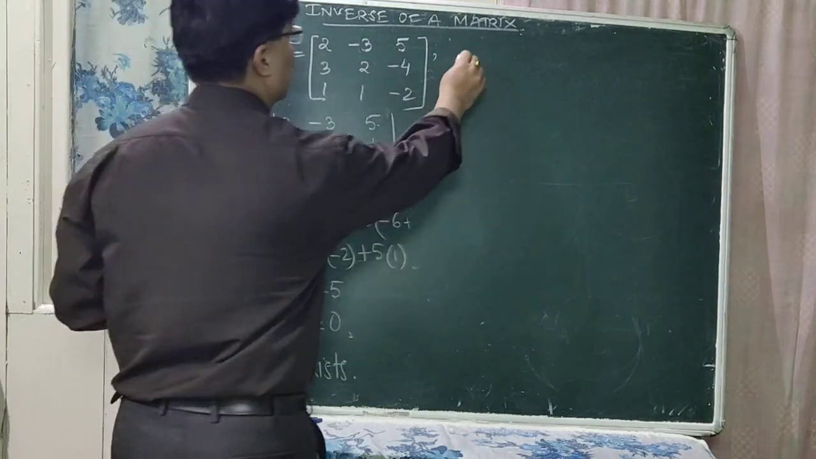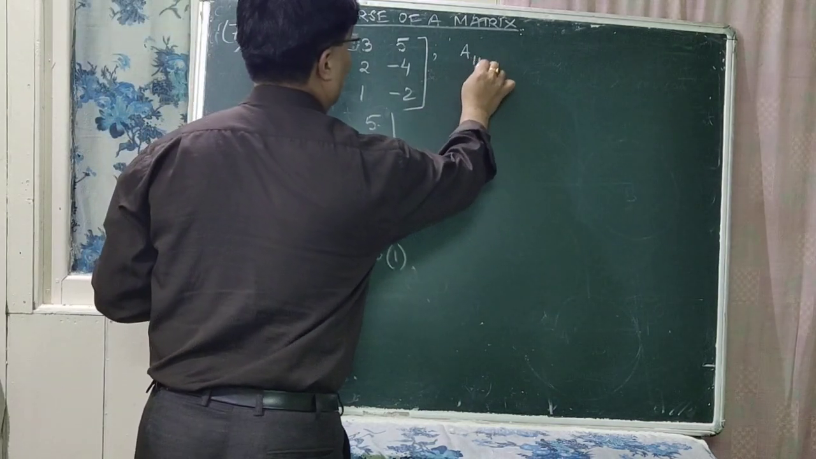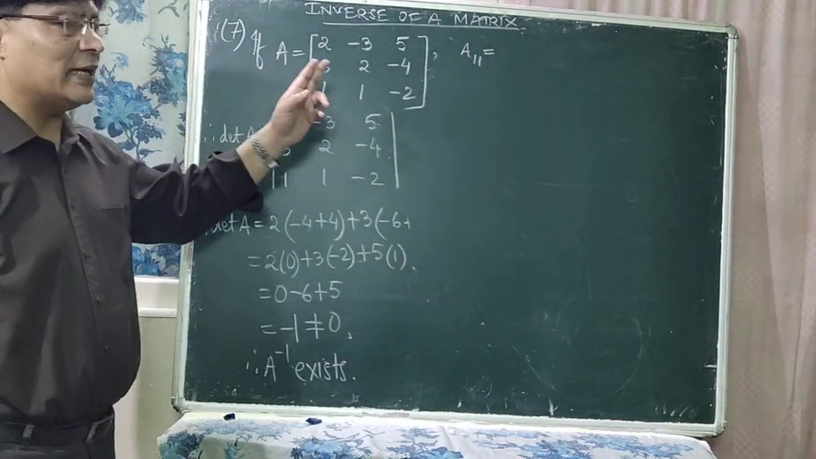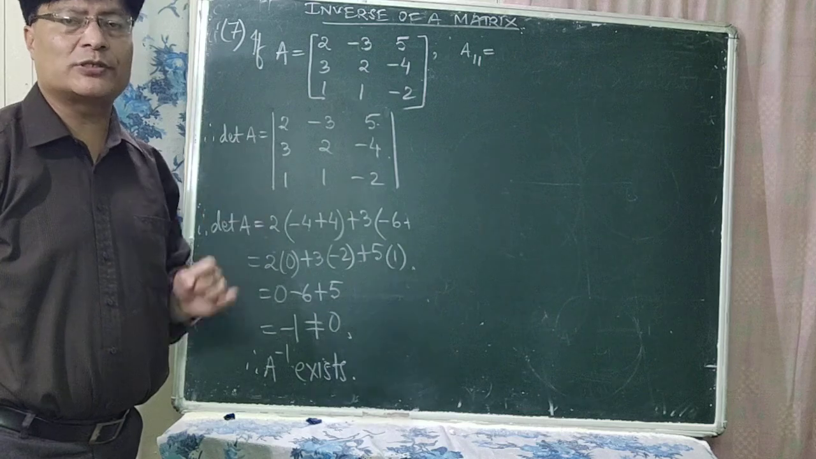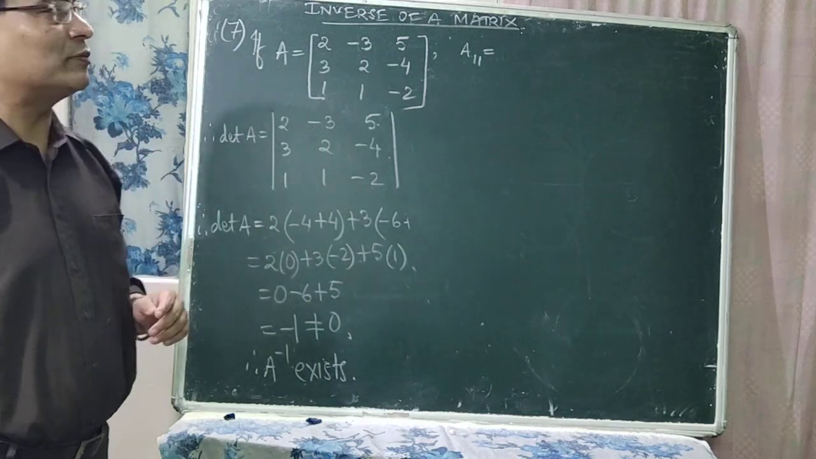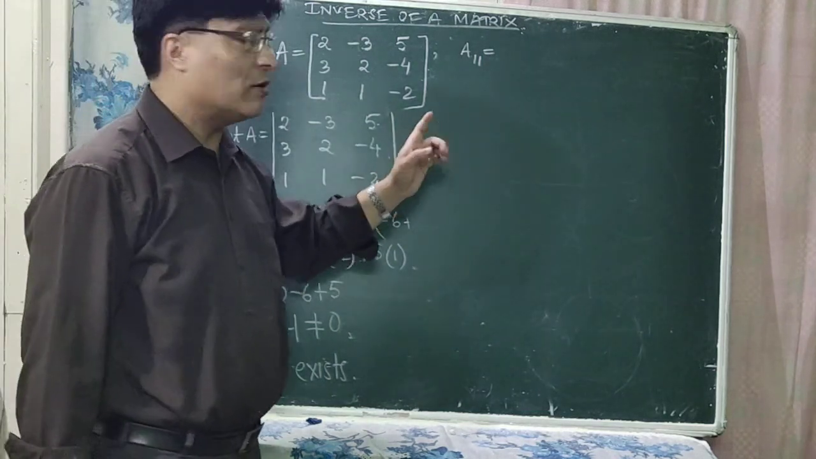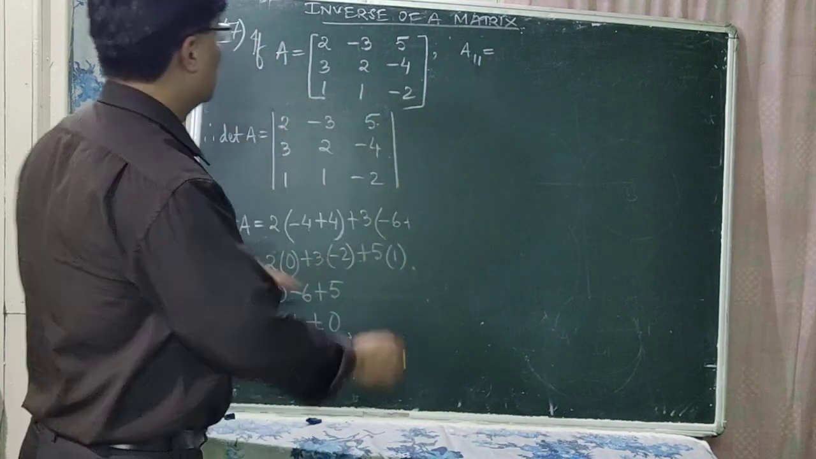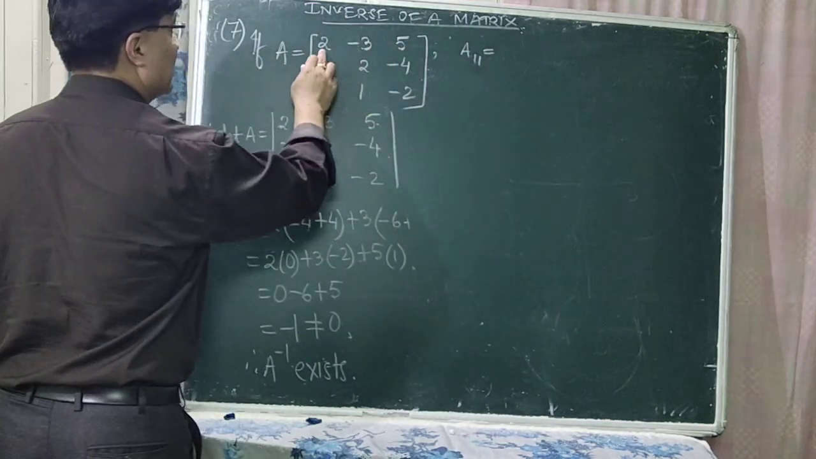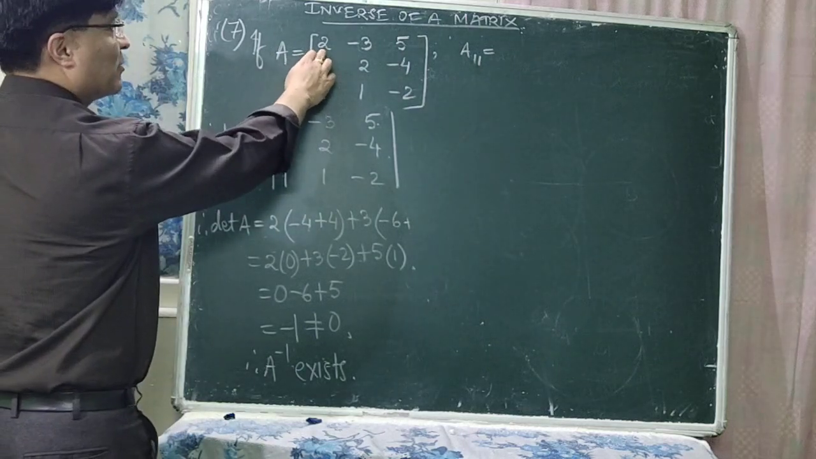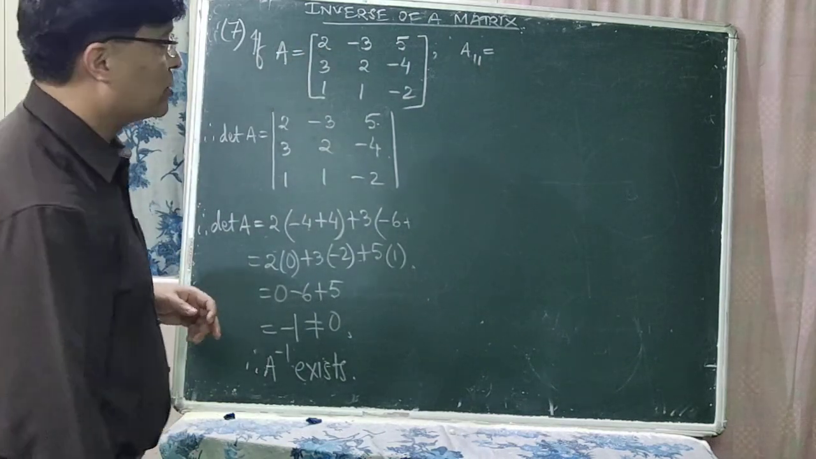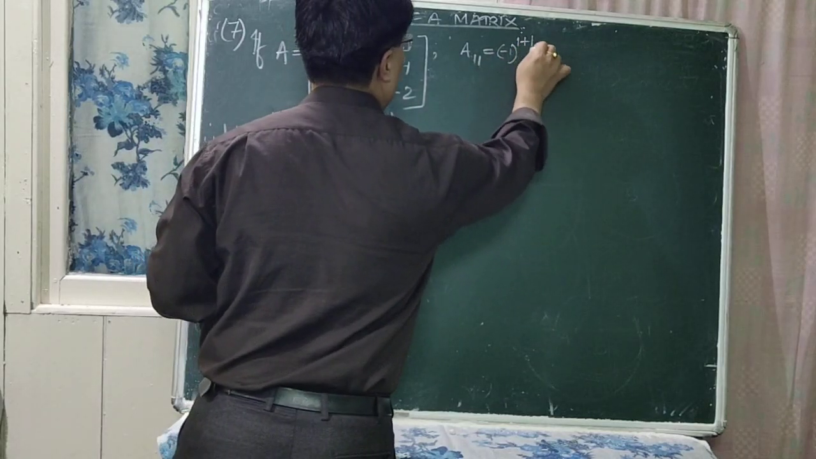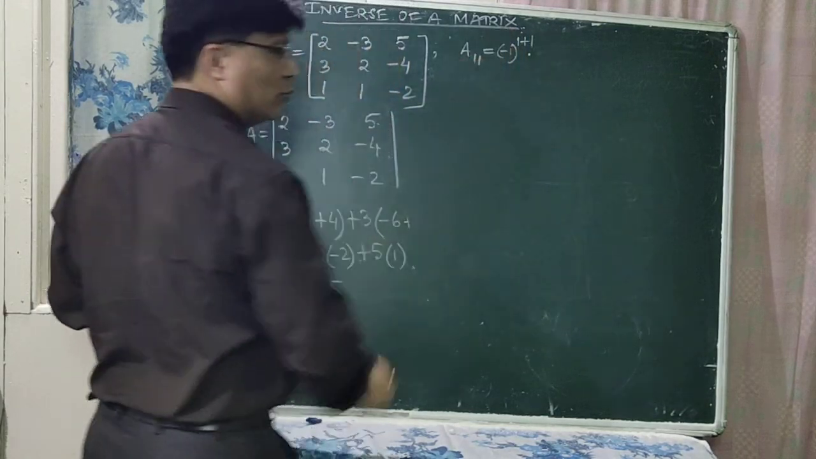Now, capital A11. What is capital A11? You know that capital A11 denotes the cofactor of the element belonging to the first row and first column. So first row and first column, that means 2. You have to find the cofactor of 2. You have to consider the sign also. So how can you consider the sign? Minus 1 whole to the power 1 plus 1 into.